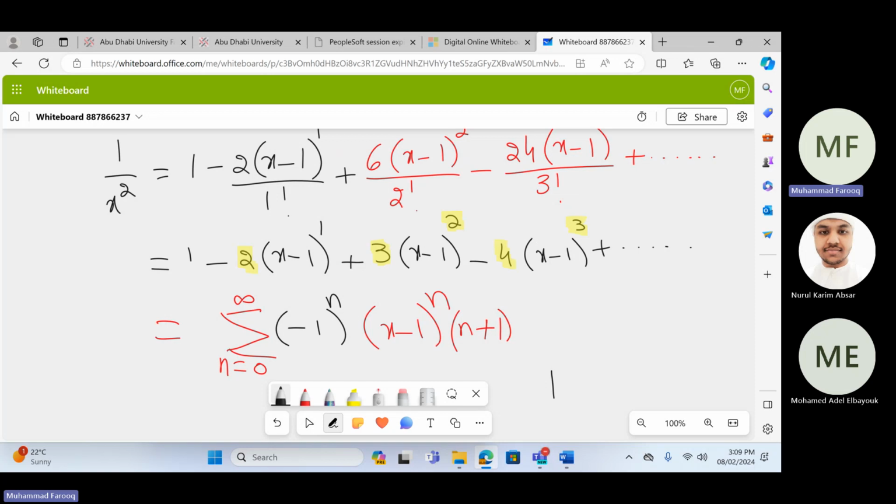Take one more time, please. After n I have 1. So minus 1 to the power 1 is negative. Minus 1 to the power n means negative. And x minus 1 to the power 1, and 1 plus 1 is 2. So my second value should be negative 2 times x minus 1, is it? Yes. So it means my form is working well.